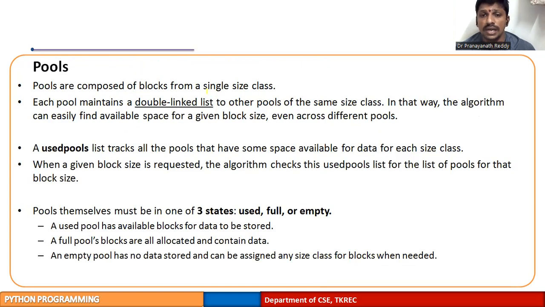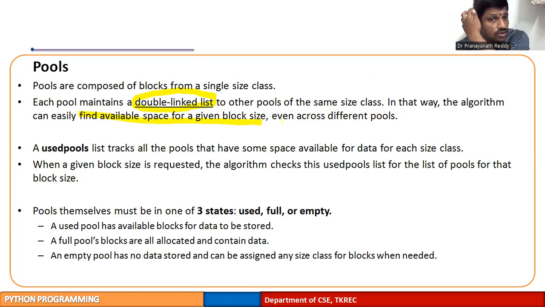So each pool maintains a double linked list. So here we are going to see some data structures concepts called a double linked list or circular linked list, and so on. So each pool maintains a double linked list to other pools of the same size class. Means you want to go forward and backward, right? So that can be done using the double linked list. Whenever there is free space, you can go back and use that particular space. Okay. So in this algorithm, you can find available space for a given block size, even across different pools. So for that, we are going to use a double linked list.